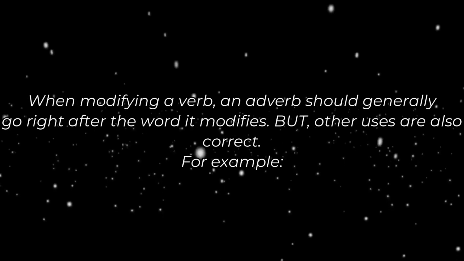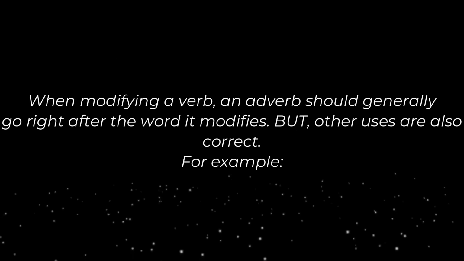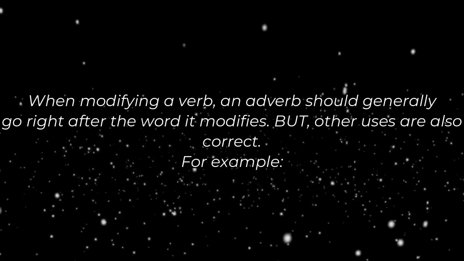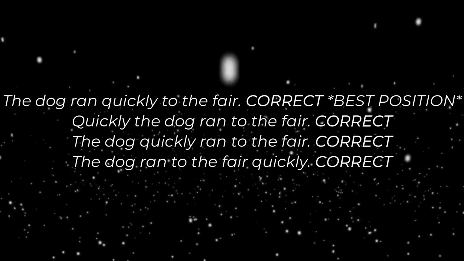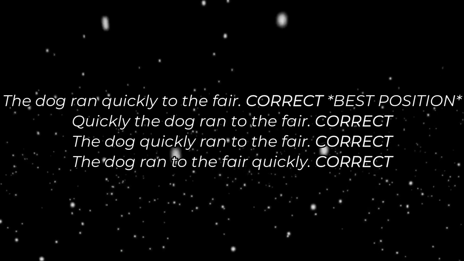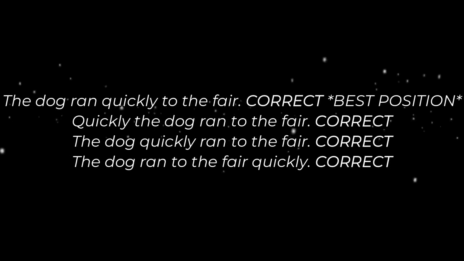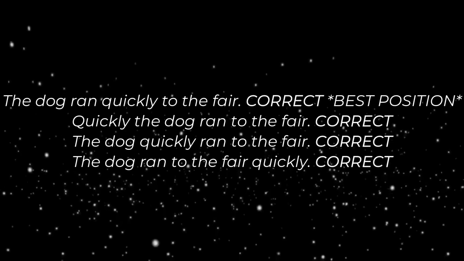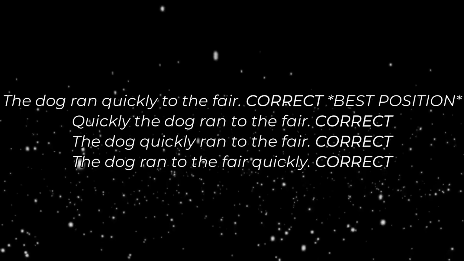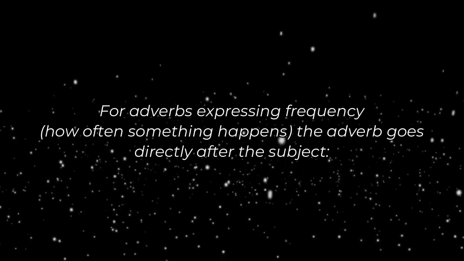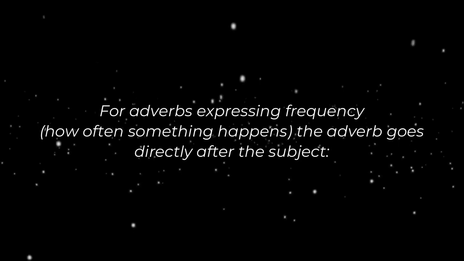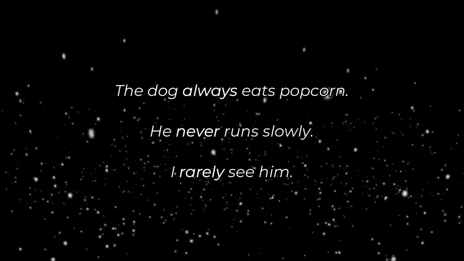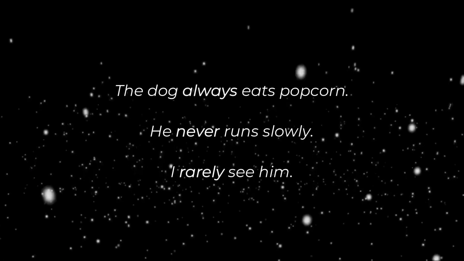When modifying a verb, an adverb should generally go right after the word it modifies. But these other uses are also correct, though they may not be the best. The dog ran quickly to the fair is the best option and it's correct. Quickly the dog ran to the fair. The dog quickly ran to the fair. The dog ran to the fair quickly. For adverbs expressing frequency, how often something happens, the adverb goes directly after the subject. The dog always eats popcorn. He never runs slowly. I rarely see him.